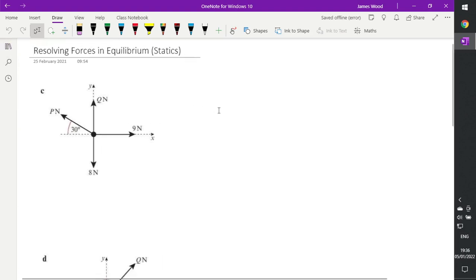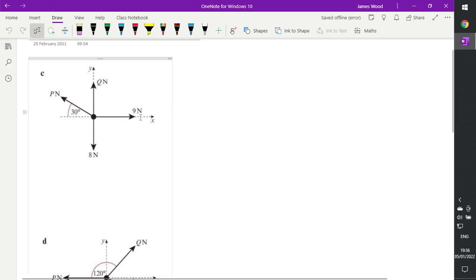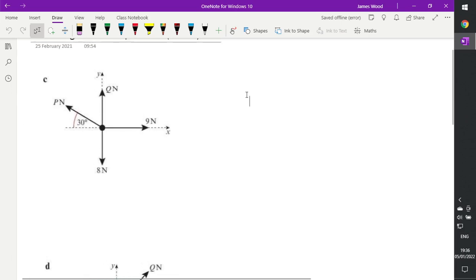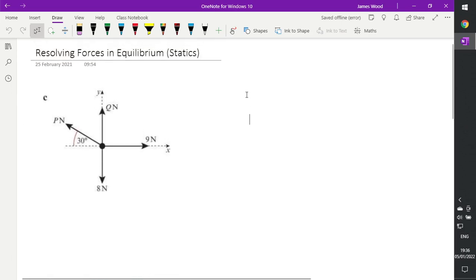So here we're given a particle in the middle, and we're told that it's in equilibrium. If they say that something is in equilibrium, hopefully you already know that that means the forces are balanced. So overall, this particle is not accelerating. It could be moving, it's just that it's not accelerating. So the net force in any direction is 0.